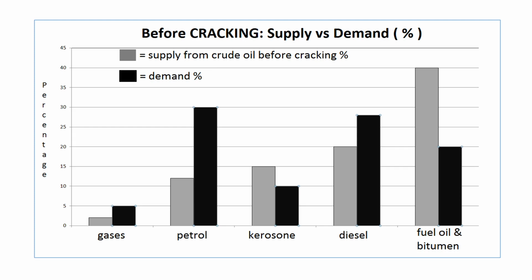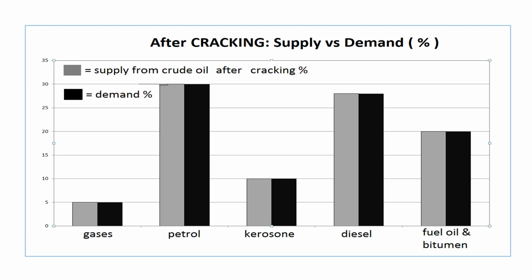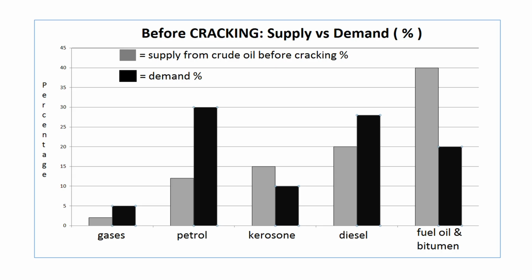As you can see on the far right, there's far more fuel oil and bitumen than you actually need. Once I tar a road, I'm not going to come back and tar the same road the next day. It doesn't make any sense. Where you take a look at petrol on the left, petrol is consumed every day as a fuel. There's a way higher demand for petrol than there is supply. After cracking, it makes supply meet demand, and that's where you get the money.